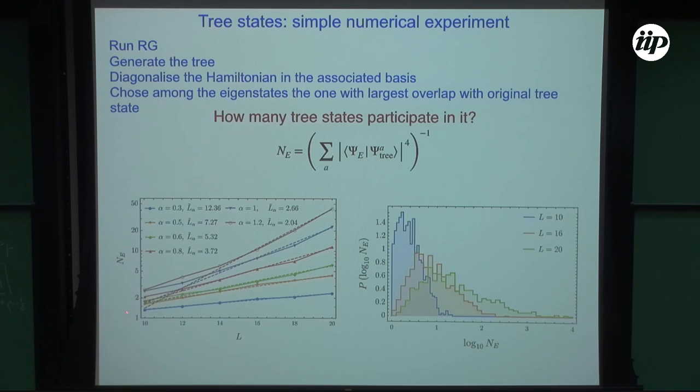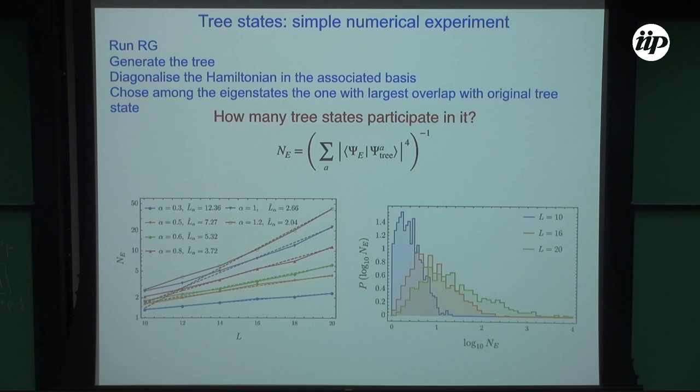So what do we observe? For strong disorder, we observe that even for larger system sizes available in numerics, the number of tree states that you need to superimpose remains of order unity, actually. So probably two or three tree states are enough to compose an eigenstate of our Hamiltonian. For smaller disorder, for example, alpha equal to 1.2, we need actually more tree states, but observe that the number that we have is not very large either.